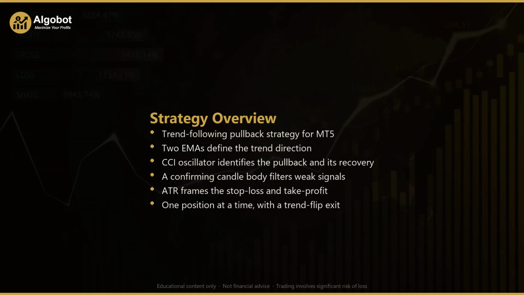Two independent, objective components drive the whole system. The first is a pair of exponential moving averages that define the trend direction. The second is the Commodity Channel Index, a momentum oscillator that measures how far price has stretched away from its average. By combining a trend filter with a pullback gate, the strategy tries to enter in the direction of momentum while avoiding the temptation of chasing an already extended move.